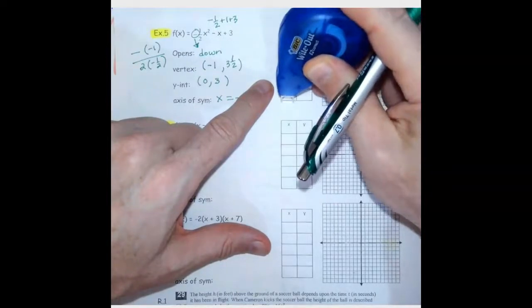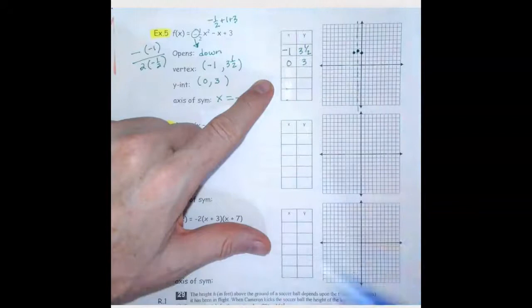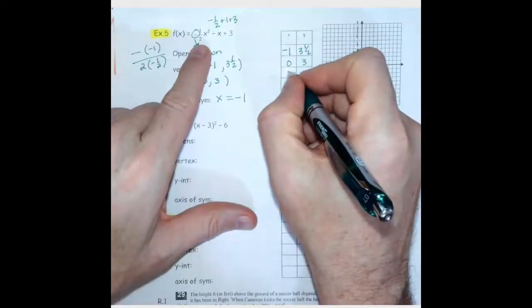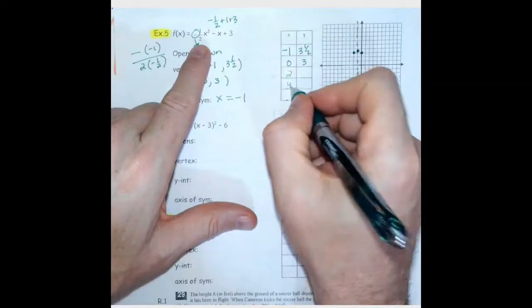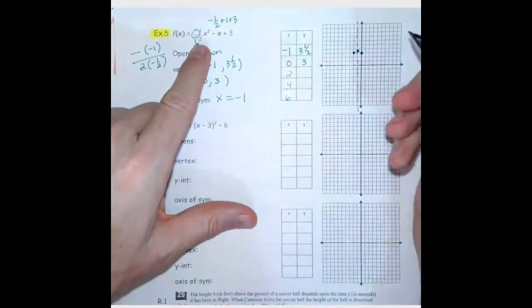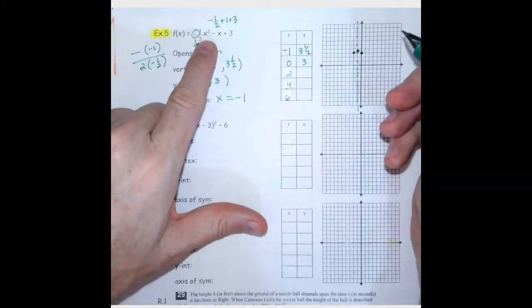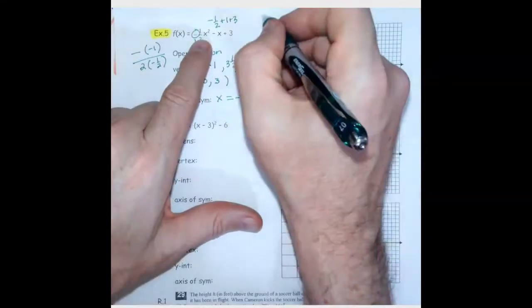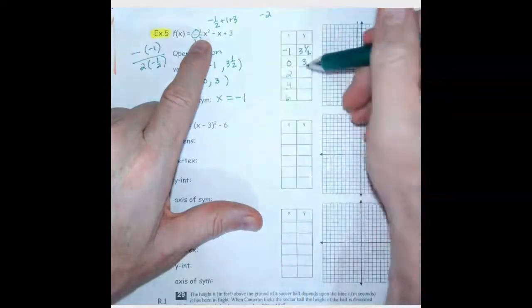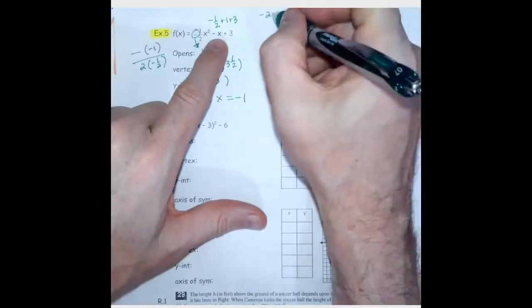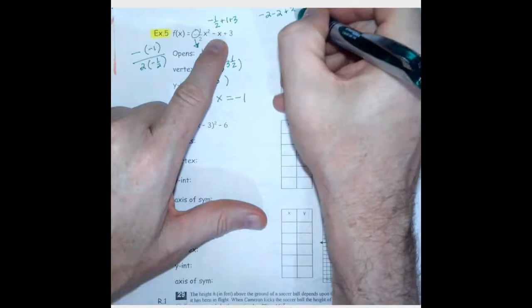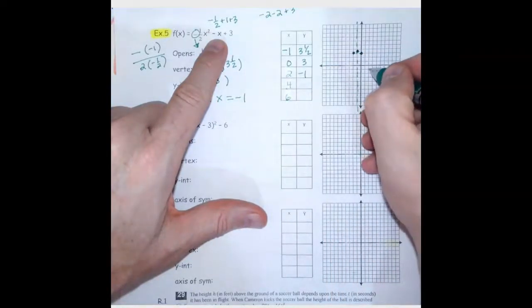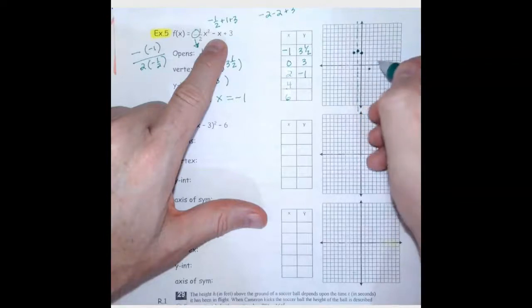So what's a good number to choose? Let's choose an even number because we're taking -1/2 times it. So let's try 2, 4, and 6. If I plug 2 in there, 2 squared is 4. Half of 4 is 2, but it's negative, so that's negative 2. And then negative 2 plus 3 is 1... so 2, 1 is right there.